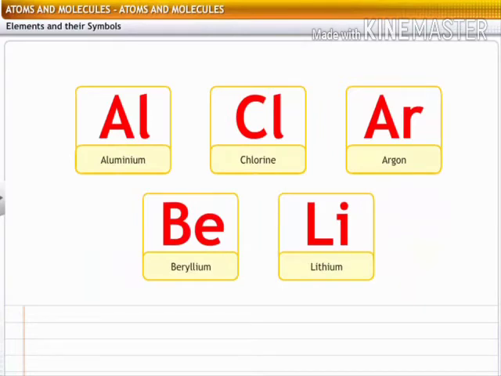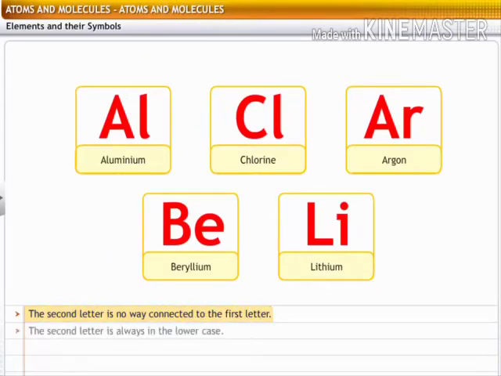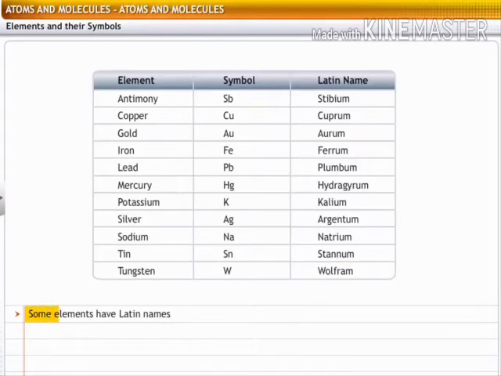All the elements do not follow the same convention. Symbols of some elements were the first two alphabets, but the second alphabet is in the lower case. For example, aluminium is represented as Al, chlorine as Cl, argon is written as Ar, beryllium as Be, and lithium as Li. An element is represented by either the first or the first and any other letter of its Latin name.